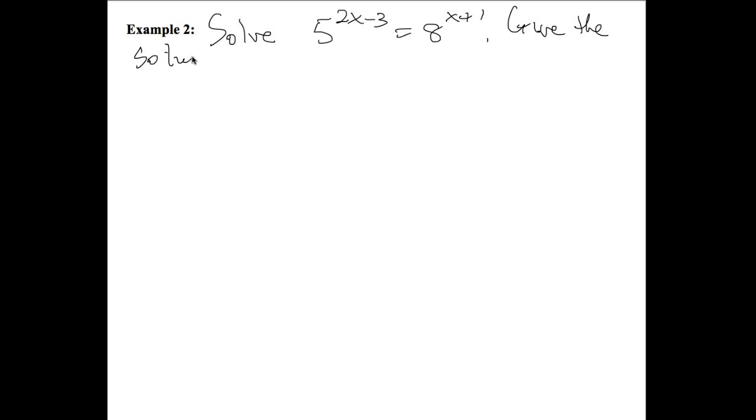The second example is a little bit more involved because we want to solve 5 to the 2x minus 3 equals 8 to the x plus 1. And we're going to give the solution again to the nearest thousandth.